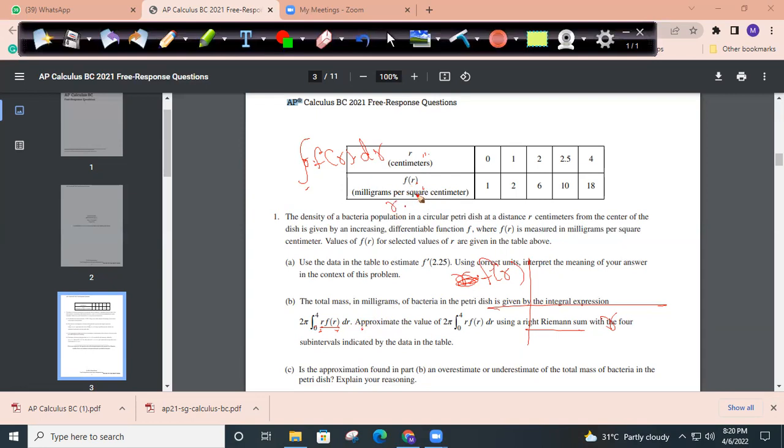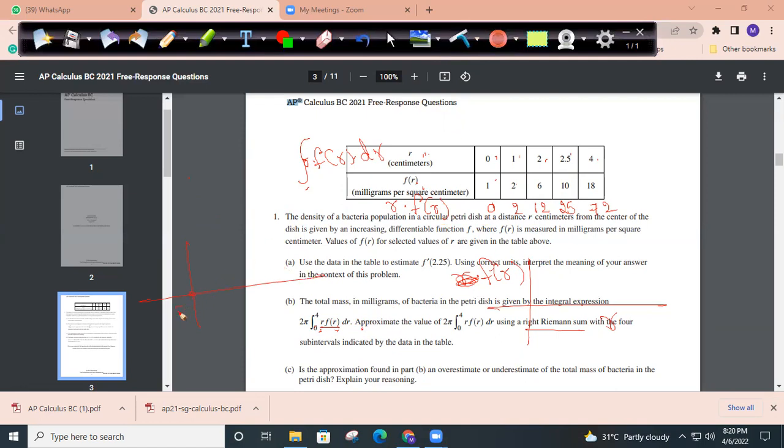So you'll make one more table, which is r into f of r. 0 into 1 is 0. 1 into 2 is 2. 2 into 6 is 12. 2.5 into 10 is 25. 4 into 18 is 72. So now you try to see the time. Now I got this table.